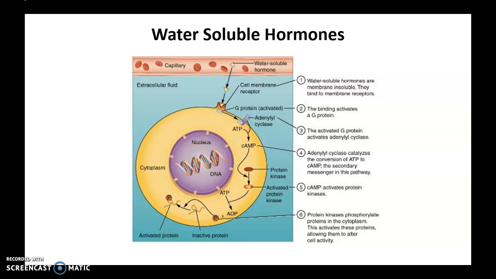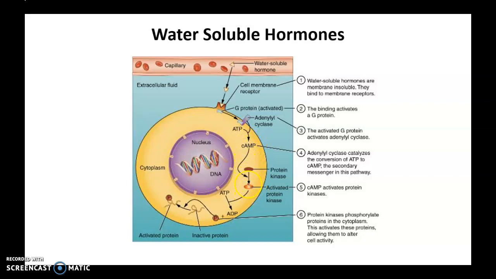So what do we see here? We see that the binding of the hormone to the G protein activates the G protein, and the activated G protein then activates a protein called adenylyl cyclase. Adenylyl cyclase catalyzes conversion of ATP to cAMP, which is the second messenger in the pathway. Now cAMP then activates protein kinase. Do you see the brown thing is protein kinase, which is activated by cAMP?